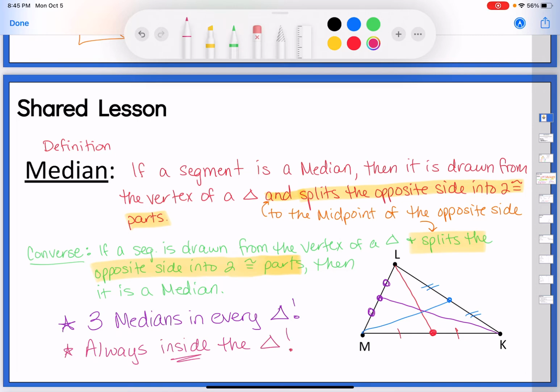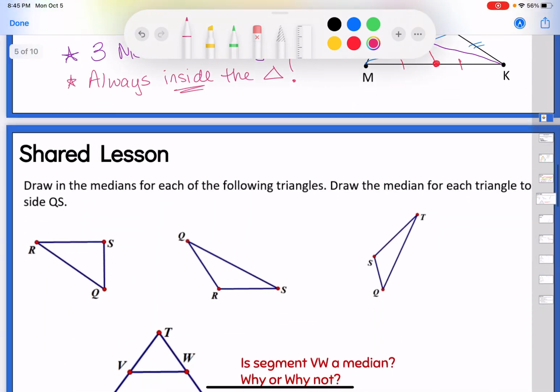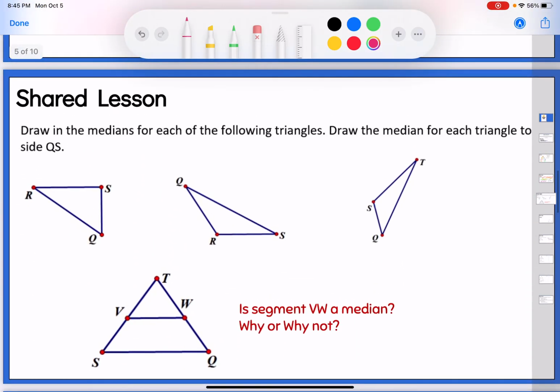All right. So you've got 2 new if-then forms there, and you have 2 little pointers about medians, that there's always 3 in every triangle and that they're always inside the triangle. All right, so a little practice for you. Can you just practice drawing in the medians? So for each of these 3 triangles on the top, not the one down at the bottom, but each of these 3 triangles at the top, can you draw in the median to side QS? So from the vertex across from QS to the midpoint of QS. Go ahead and see if you can do that. Pause your video.